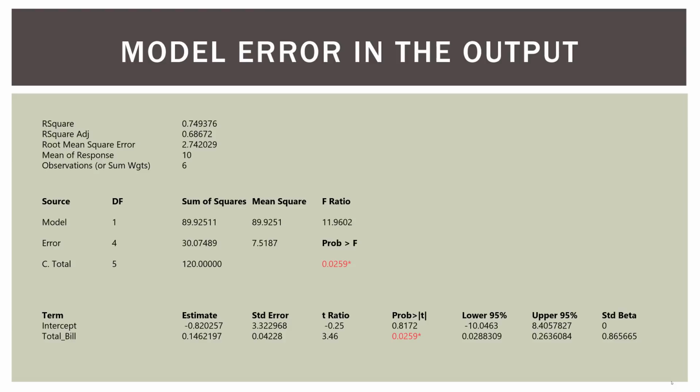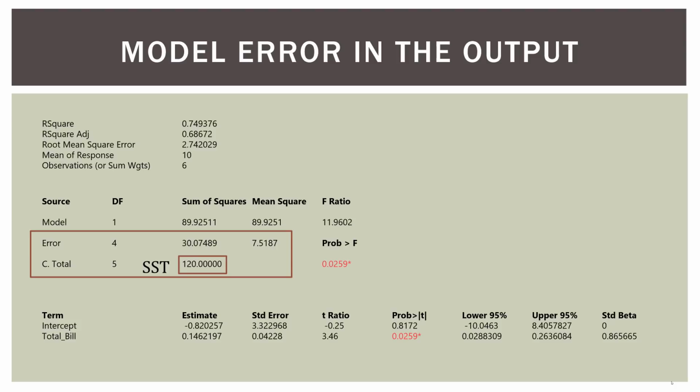So here is the actual output if we run this in a software package. There are a lot of things here, and we're not going to look at all of it, but I do want to point out several things that are important for understanding error. The first thing is this error block here on the lower left. You can see that we have error, we have total, and the first thing I want to point out is the total sum of squares, 120.